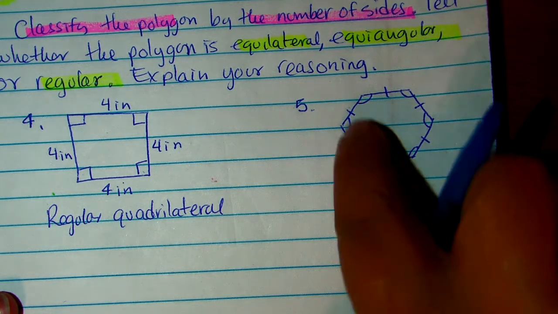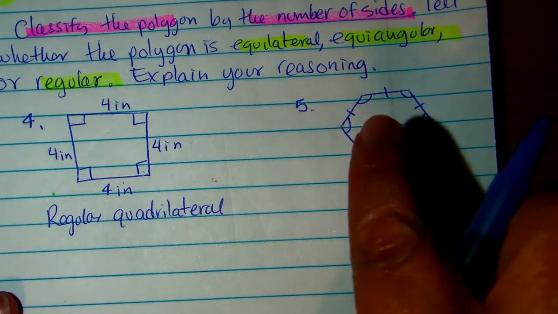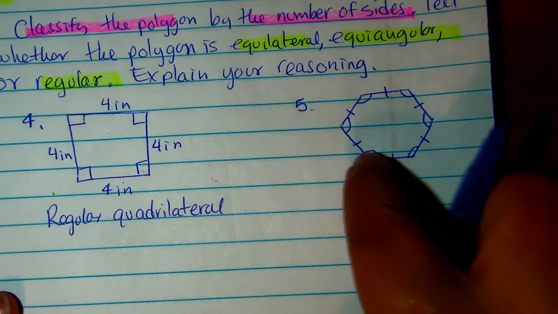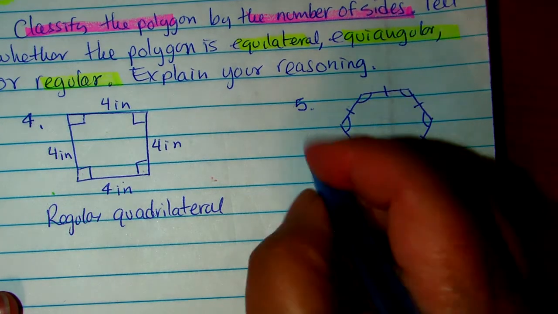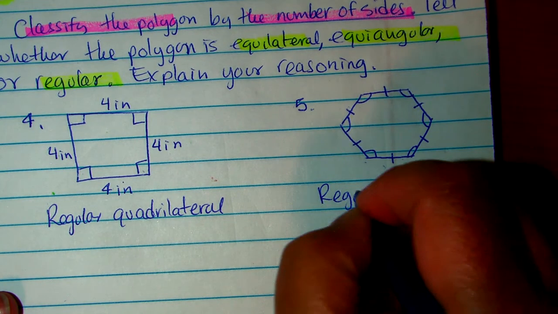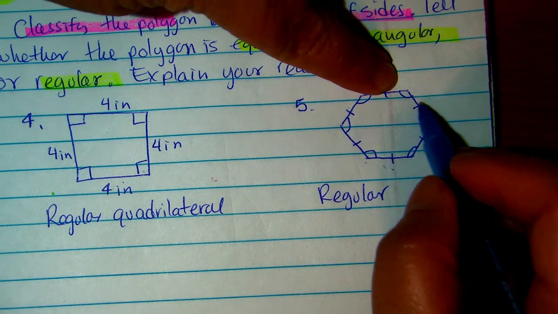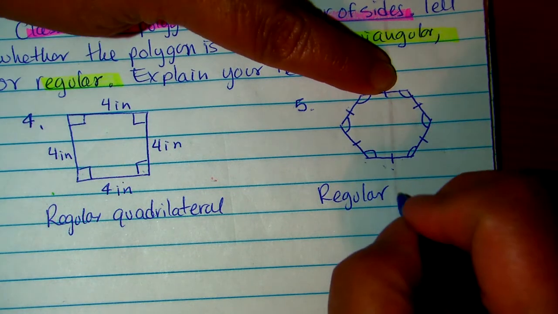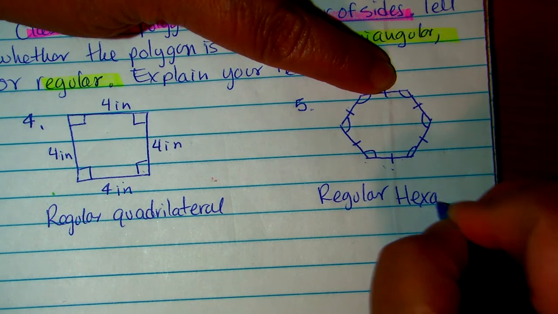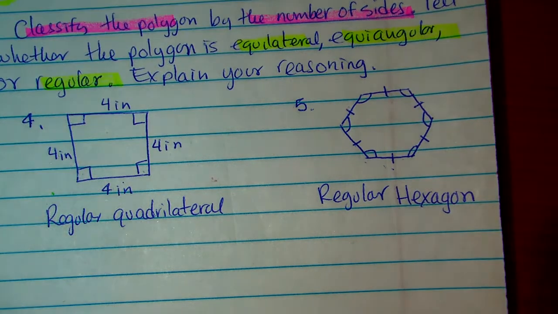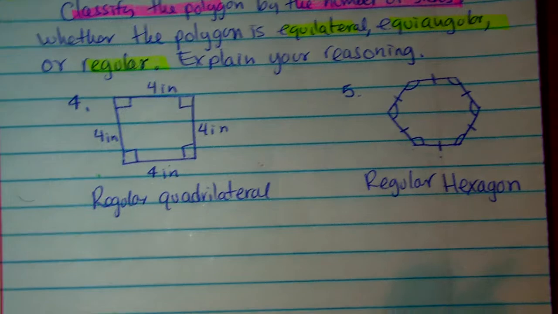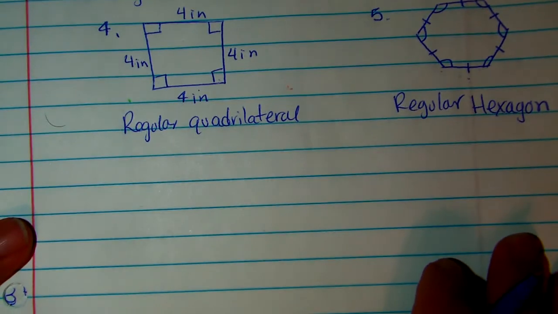Okay, so all of the angles inside the polygon are congruent and all of the sides are congruent. It means that this is a regular what? It has, I'm going to start counting here, 1, 2, 3, 4, 5, 6. This is a regular hexagon. Okay, then number 6.